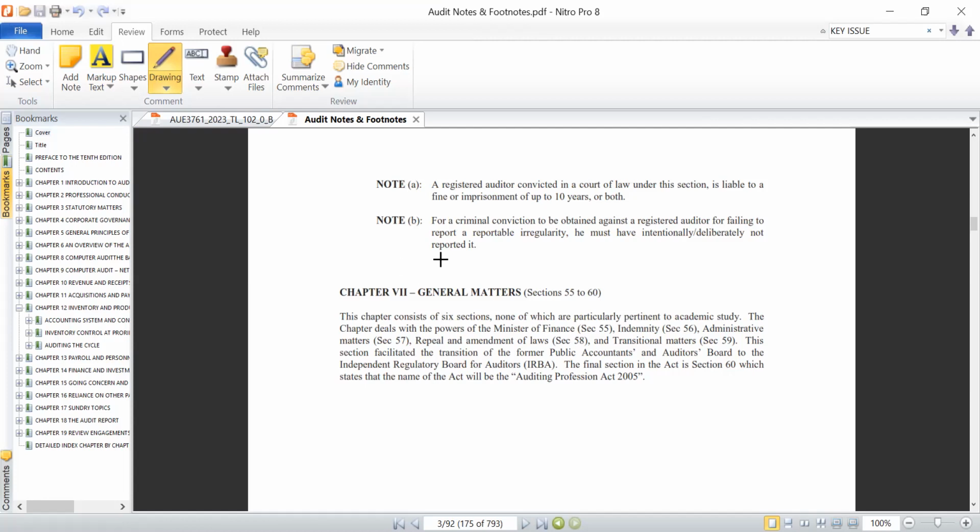So hence we see in note A here, a registered auditor convicted in a court of law under this section is liable to a fine and possible imprisonment of up to 10 years. That's serious. Because if you issue a misleading statement or audit opinion to shareholders, they will make wrong decisions which can cost them millions. Same thing with creditors.